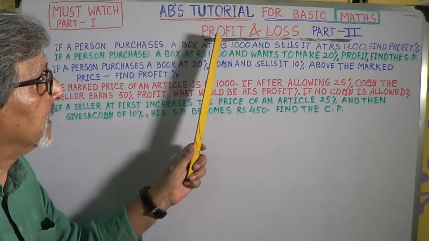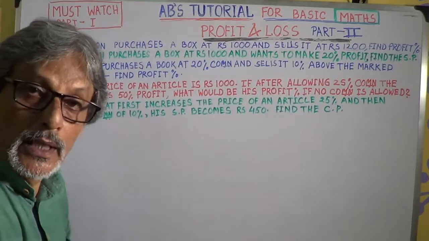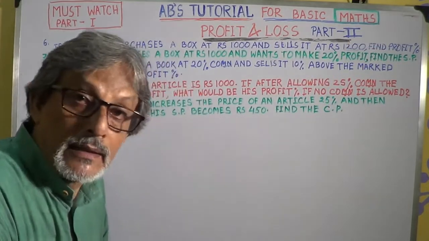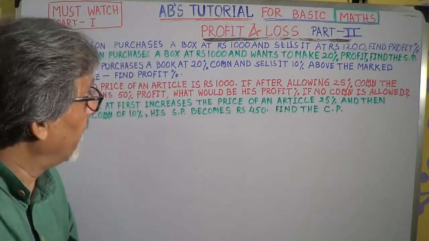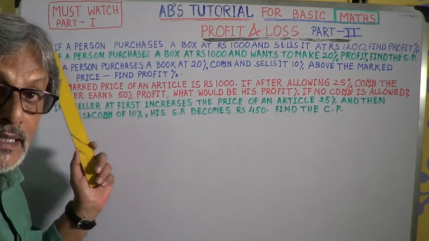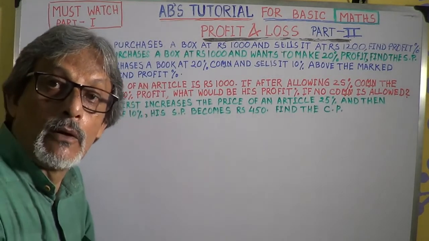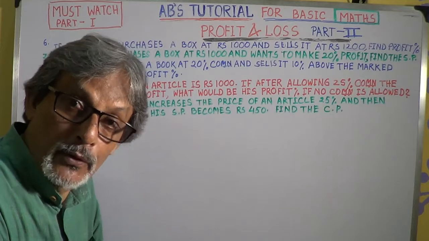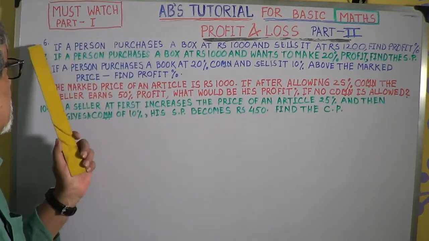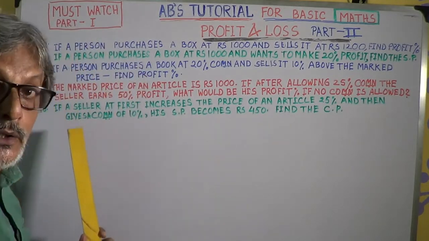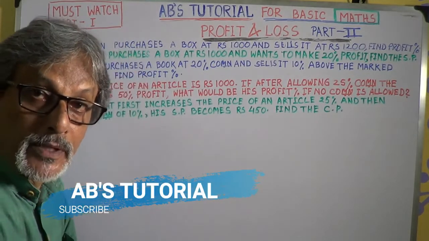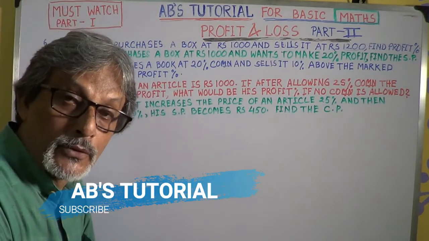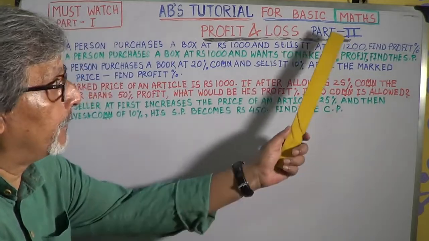So today this is profit and loss part 2, and we assume that you have watched part 1, and today we will do from number 6. This means in part 1 we have already worked out 5 problems. And from here 6, 7, 8, 9, 10. Today we will solve 15 problems. This means up to 15 problems we will discuss at the end of our part 2.